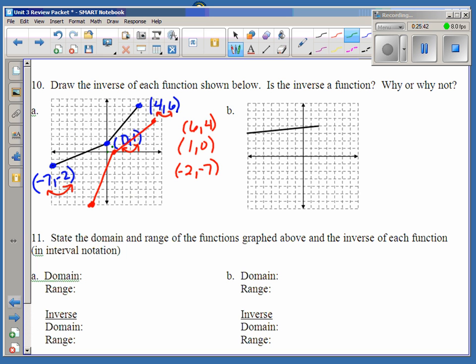You can always check it by drawing in the line y equals x, because remember, the inverse is a reflection over the line y equals x. And you can see that that's where the line of symmetry is, so I did it correctly.